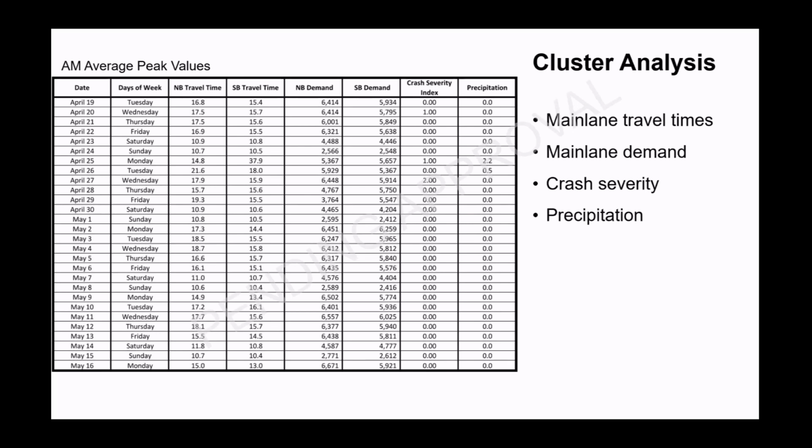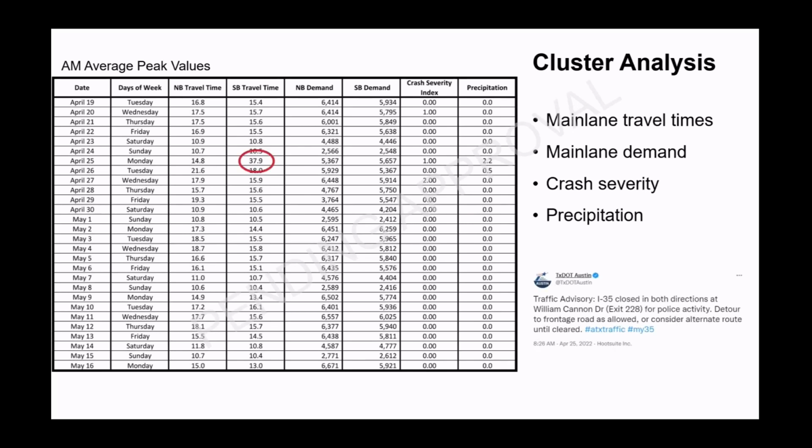And we also wanted to look at the travel times. Why was there a 40-minute travel time going southbound on that Monday? Just to make us aware of what was happening as we do the clustering analysis for this specific location, it was a SWAT incident that occurred at William Cannon, at the south end of our network, which closed the main lanes and created a shockwave backwards.